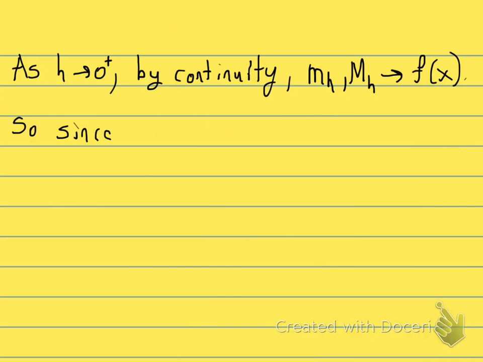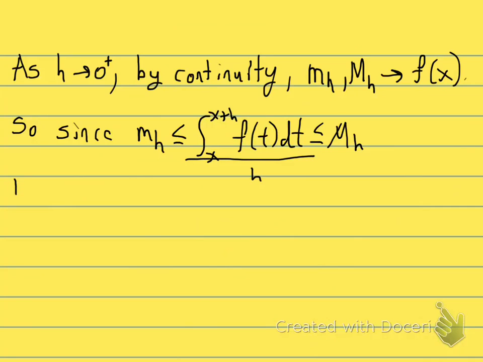So we have this property right here. We're just writing it again. Little m of h is less than or equal to the definite integral from x to x plus h of f of t, all over h, and that's going to be wedged between the big M of h. And since these are both going to the same place, they're squeezing that integral. It has nowhere to go. It has to go to f of x also. Thus, the limit as h goes to 0 from the positive side of this definite integral is going to be equal to f of x.